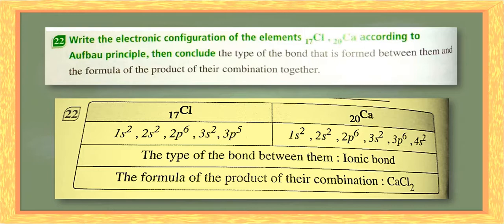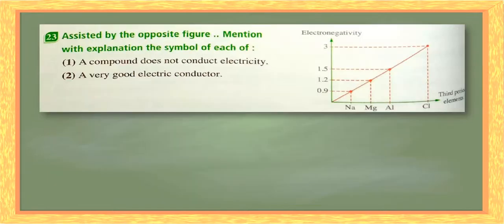CaCl2 is the ionic compound formed from the reaction between calcium and chlorine. It does not form as strong an ionic bond, as calcium belongs to the alkaline earth metals, but it still forms an ionic compound. Let's go to question 23.